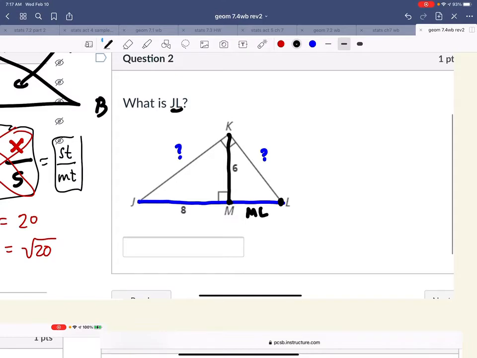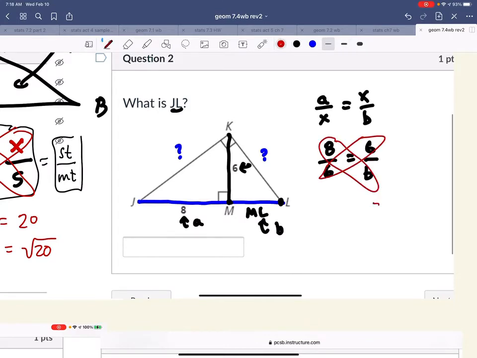So just the formula we used a minute ago, A over X is equal to X over B. If we call this X, I put a 6 there and a 6 there, and I call that A and this B. We can solve for B using cross multiplication. We get 36 is equal to 8B, and that's what we're solving for. So what is 36 divided by 8? 4.5.